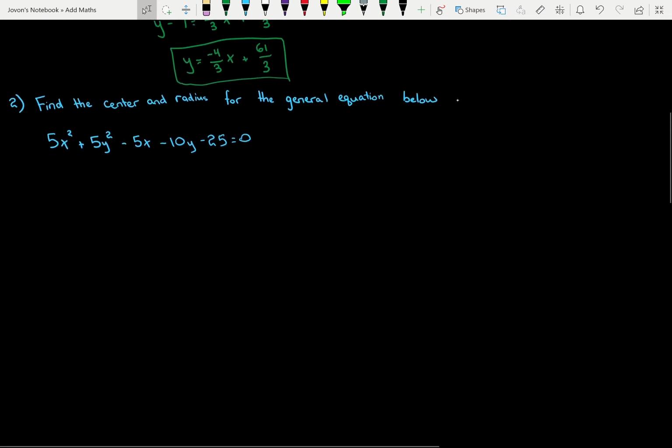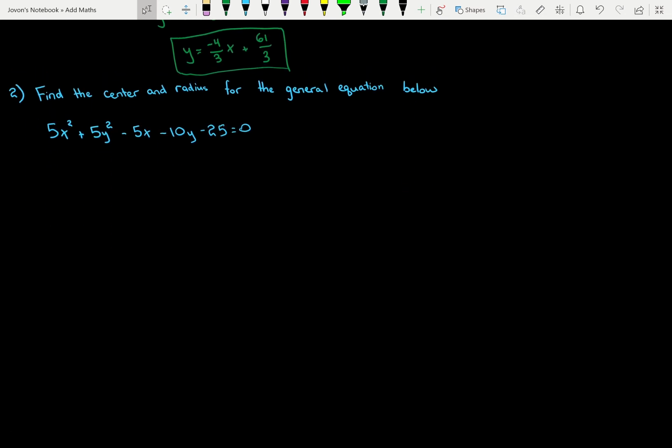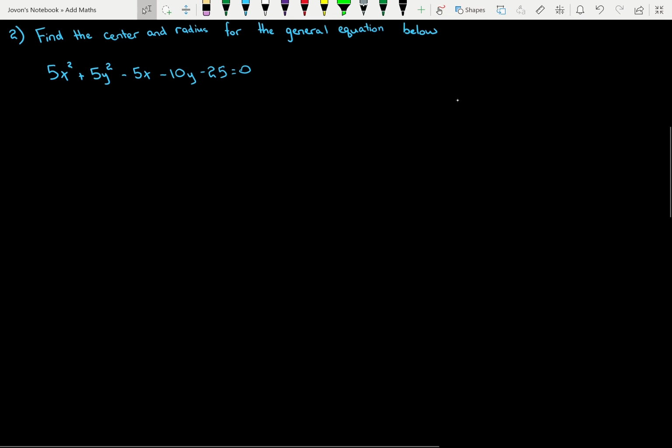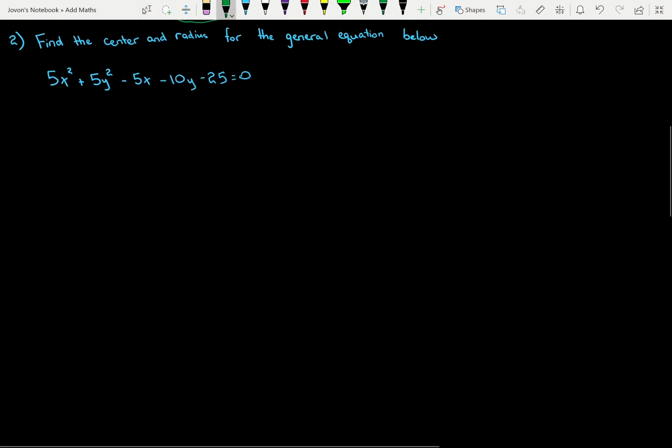And last question, find the center and radius for the general equation below. So we have 5x squared plus 5y squared minus 5x minus 10y minus 25 is equal to 0. So we have two ways we could do this, right? One way to find the center is, remember, this coefficient here is equal to minus 2a, and this coefficient here is equal to minus 2b. And if we find a and b, we could find the center.